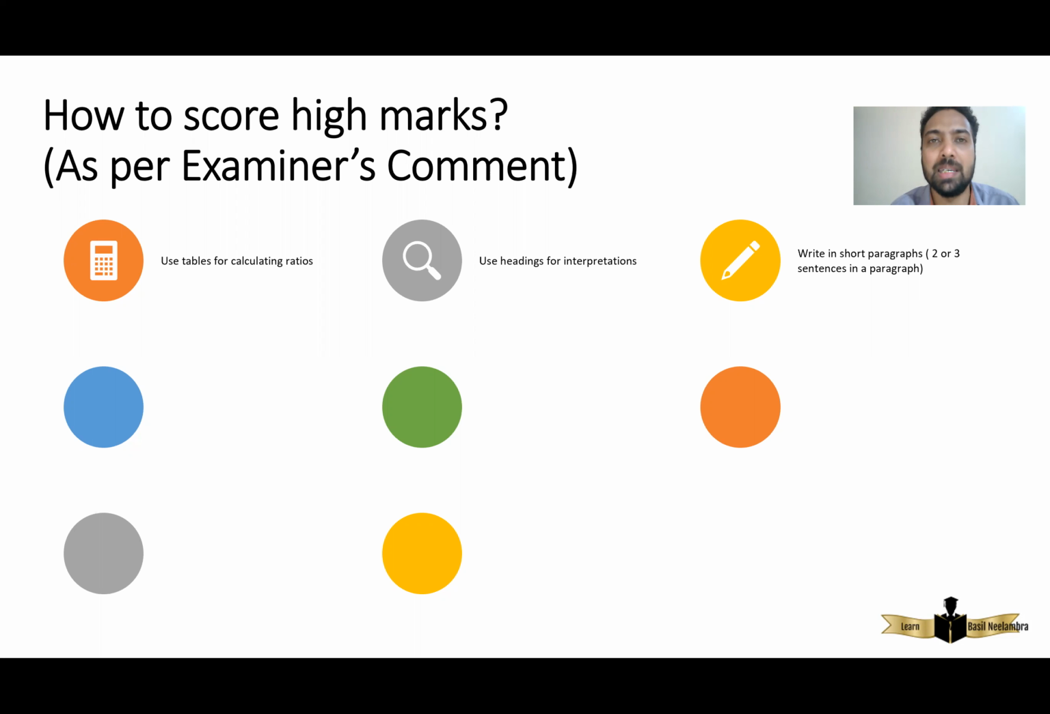write ROCE. Then, if you're interpreting net asset turnover, interpret net asset turnover in the next paragraph. And if you're interpreting gross profit or operating margin, write it in a separate paragraph. So break your interpretation into separate paragraphs. 2 or 3 sentences in a paragraph, then break the paragraph, and write in the next paragraph.